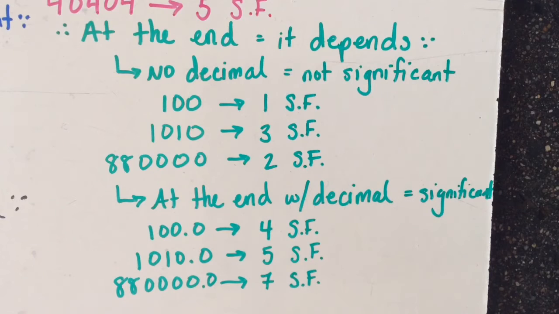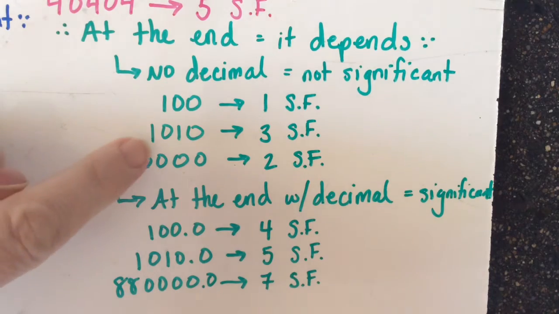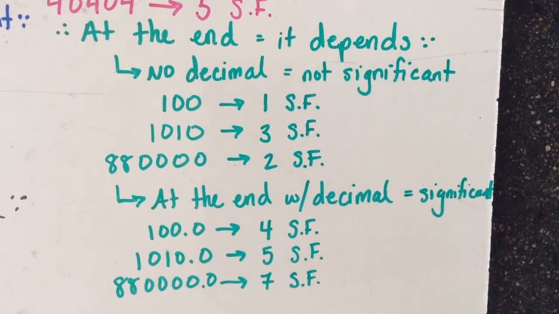What if the zero's at the end? Well, in this case, it depends. If there is no decimal, it will not be significant. So the number 100 has 1 significant figure. The number 1010 has 3 significant figures, because this zero in the middle is significant, our rule of in the middle is significant. For 880,000, 2 significant figures.